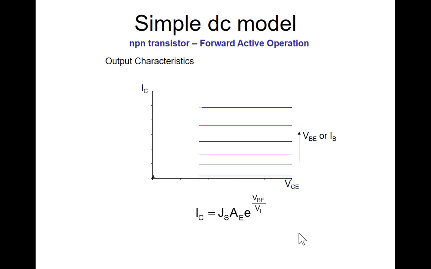If I plot the output characteristics of the device, I can look at the collector current as a function of the collector emitter voltage, but notice the collector current doesn't depend on the collector emitter voltage, so these would be straight lines. And I can plot them for either different values of VBE or different values of IB. For the MOS device, when we looked at the output characteristics, we looked at different values of VGS.